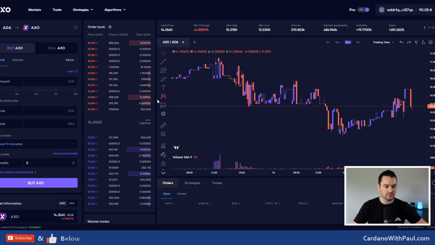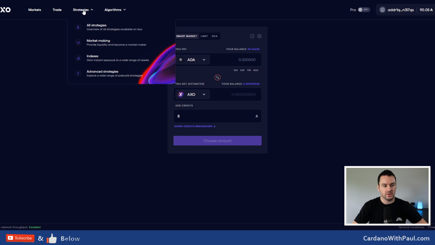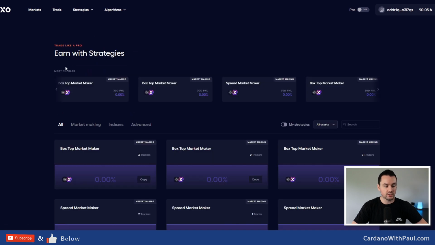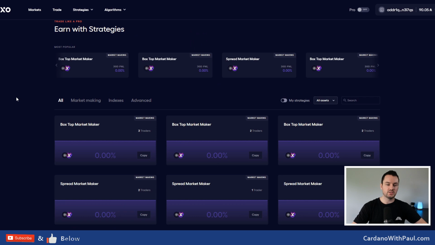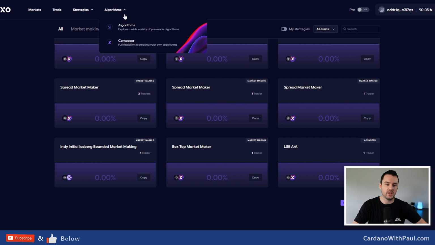So when you look at it here, you can see this is the pro mode. If you want to see something easier, then you can see here your straight swaps. You have your market orders, your limit orders, DCA, so dollar cost average over time. But this here is the big part for AxoTrade, I think, is their strategies. You can set up any type of strategy that you can think of. I'm sure you could probably look to implement it here on AxoTrade. So everything from market maker strategies, spread market makers, bonk top market makers, and these are all kind of the predefined ones. You can go into the algorithm, you can create your own strategies there too.